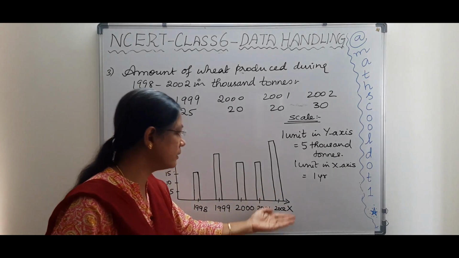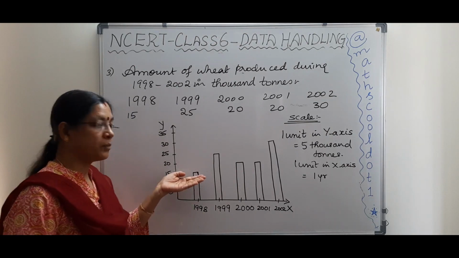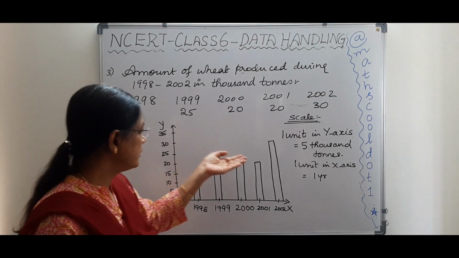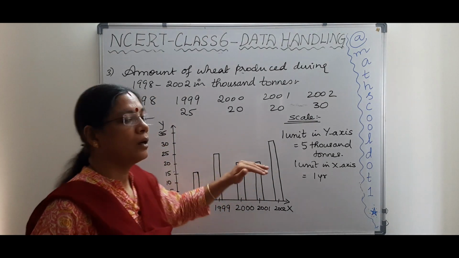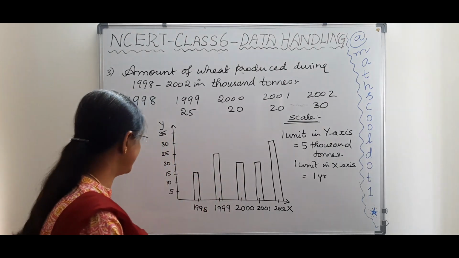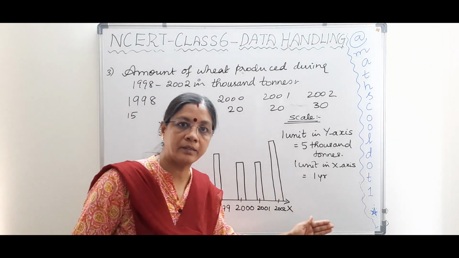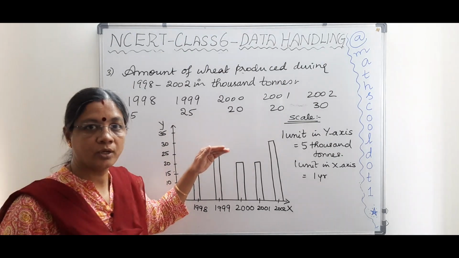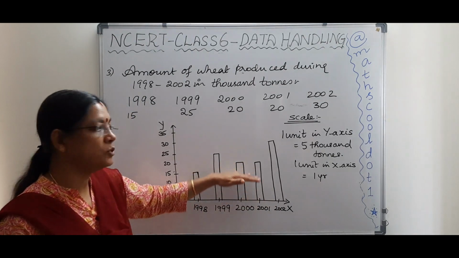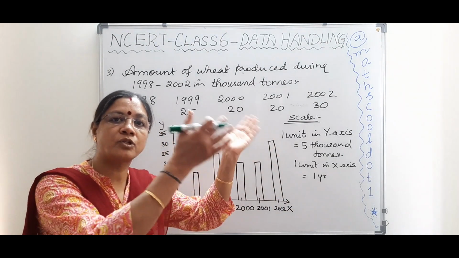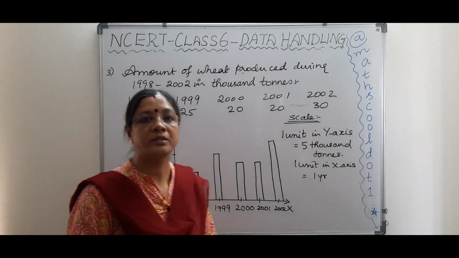During the year 2002 we have maximum production, and during the year 1998 we have the least production, that is 15,000 tons. During the years 2000 and 2001, we had the same amount of wheat production, that is 20,000 tons. After 1998 the production improved a lot, we got 10,000 tons more than 1998. Then it slowed down a bit, it became 20, but in the year 2002 the production was much higher than all the years. These are the information we'll be able to get just by seeing the bar graph.